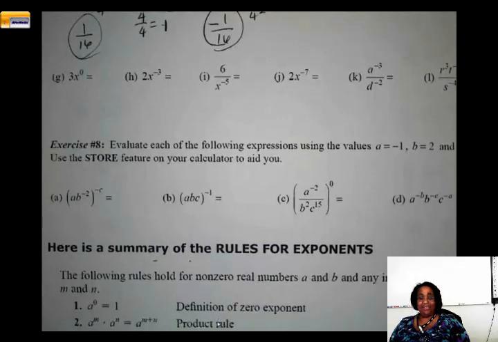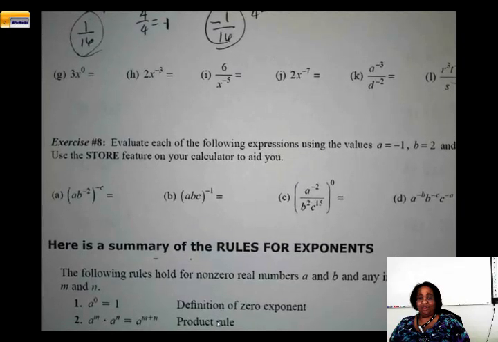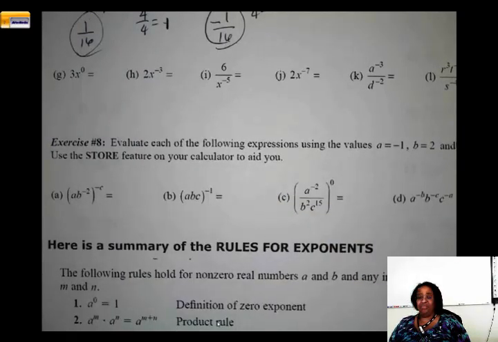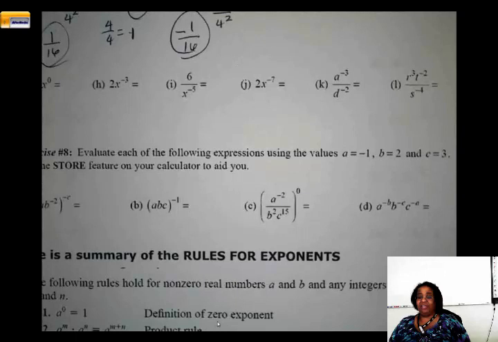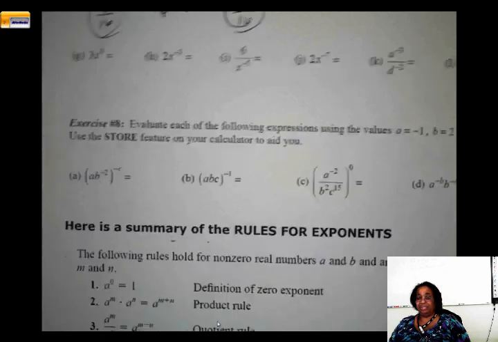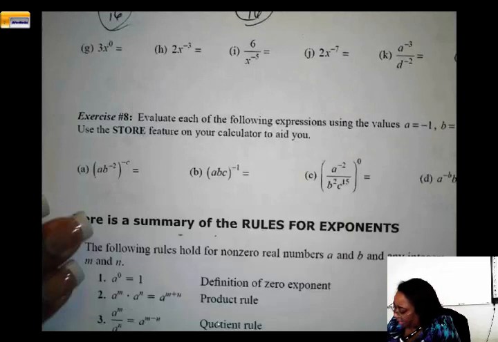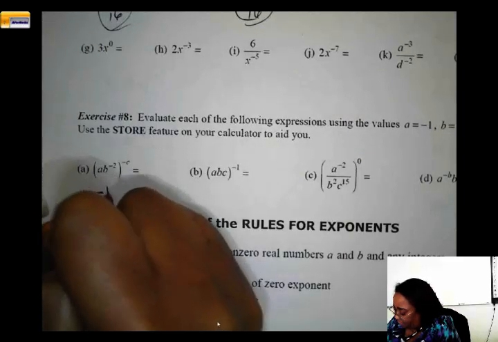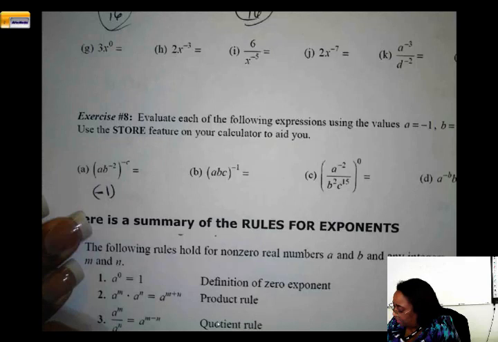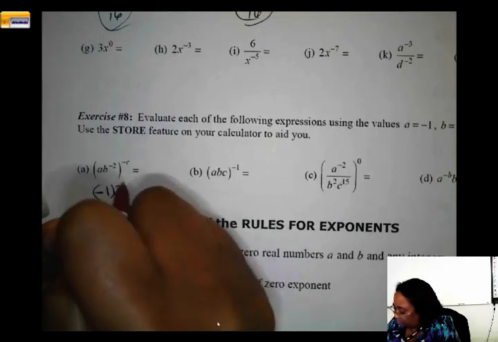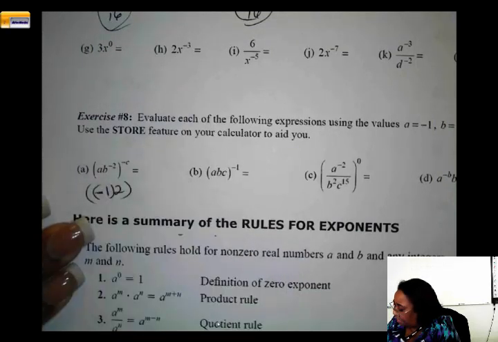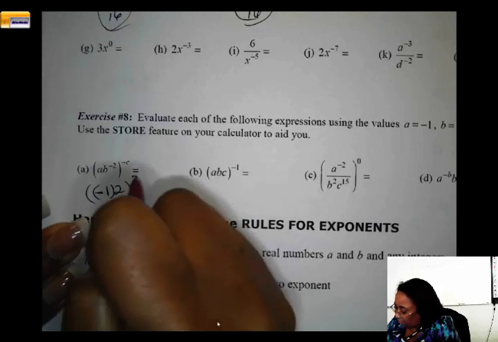Number 8. What's great about this one is you're going to use substitution as your friend. They tell you that A is equal to negative 1, B is equal to 2, and C is equal to 3. So you're going to just plug those numbers in.